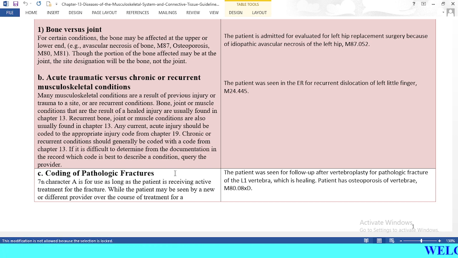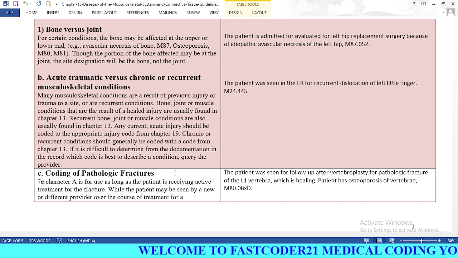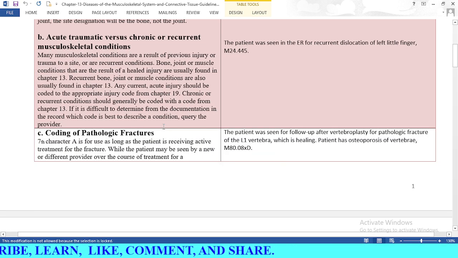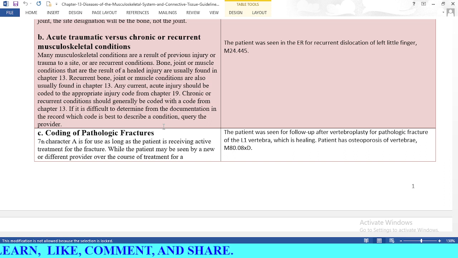So we have an example here. The patient is admitted and evaluated for left hip replacement surgery because of idiopathic avascular necrosis of the left hip. So how do we code? M87.052.